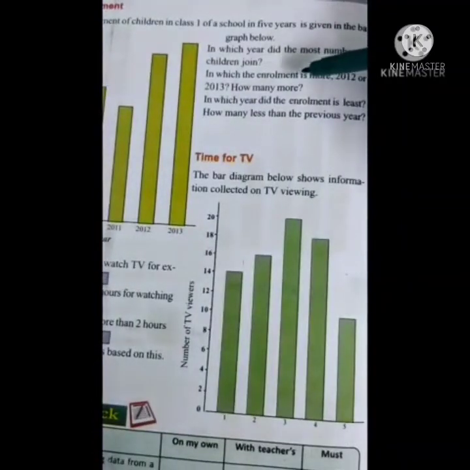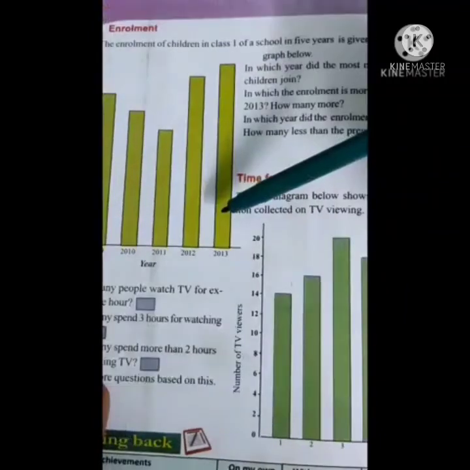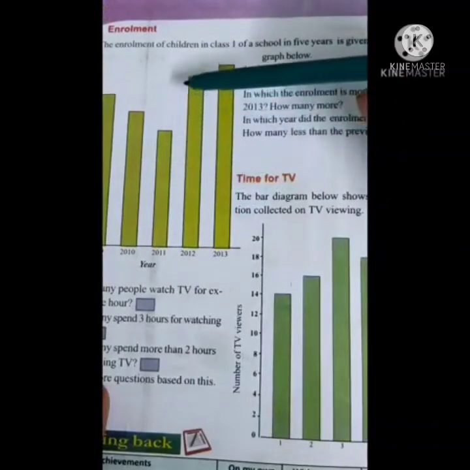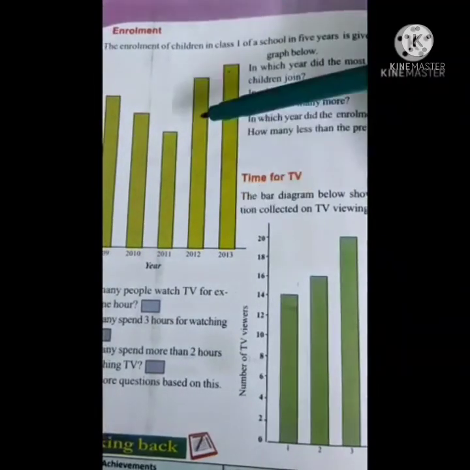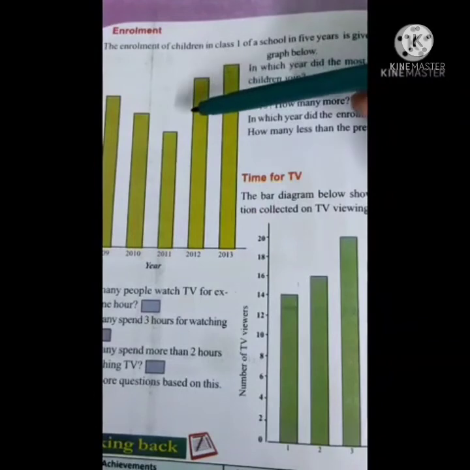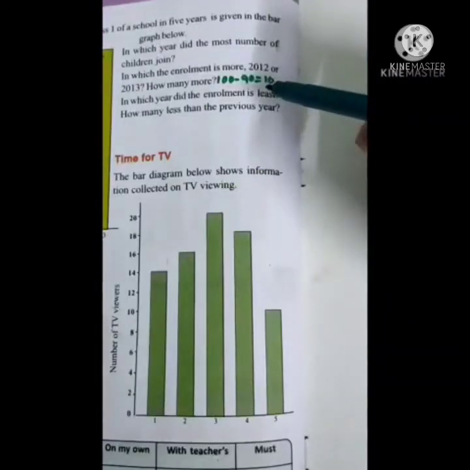In which year is the enrollment more, 2012 or 2013, and how many more? In 2013, 100 students joined. In 2012, about 90 students joined. That is, the number of more students who joined in 2013 than 2012 is 100 minus 90. That is equal to 10. 10 more students joined in 2013 than 2012.